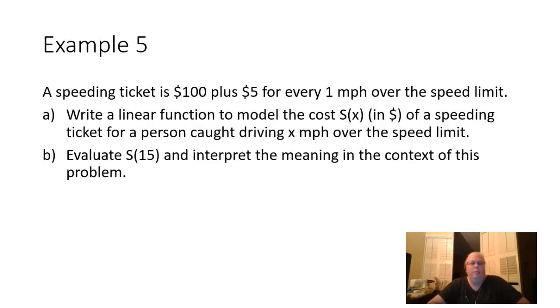Example 5. A speeding ticket is $100 plus $5 for every 1 mile per hour over the speed limit. A, write a linear function to model the cost, S of x, in dollars, of a speeding ticket for a person caught driving x miles per hour over the speed limit. So A is asking us to write an equation, and we're going to put it in y equals mx plus b form.